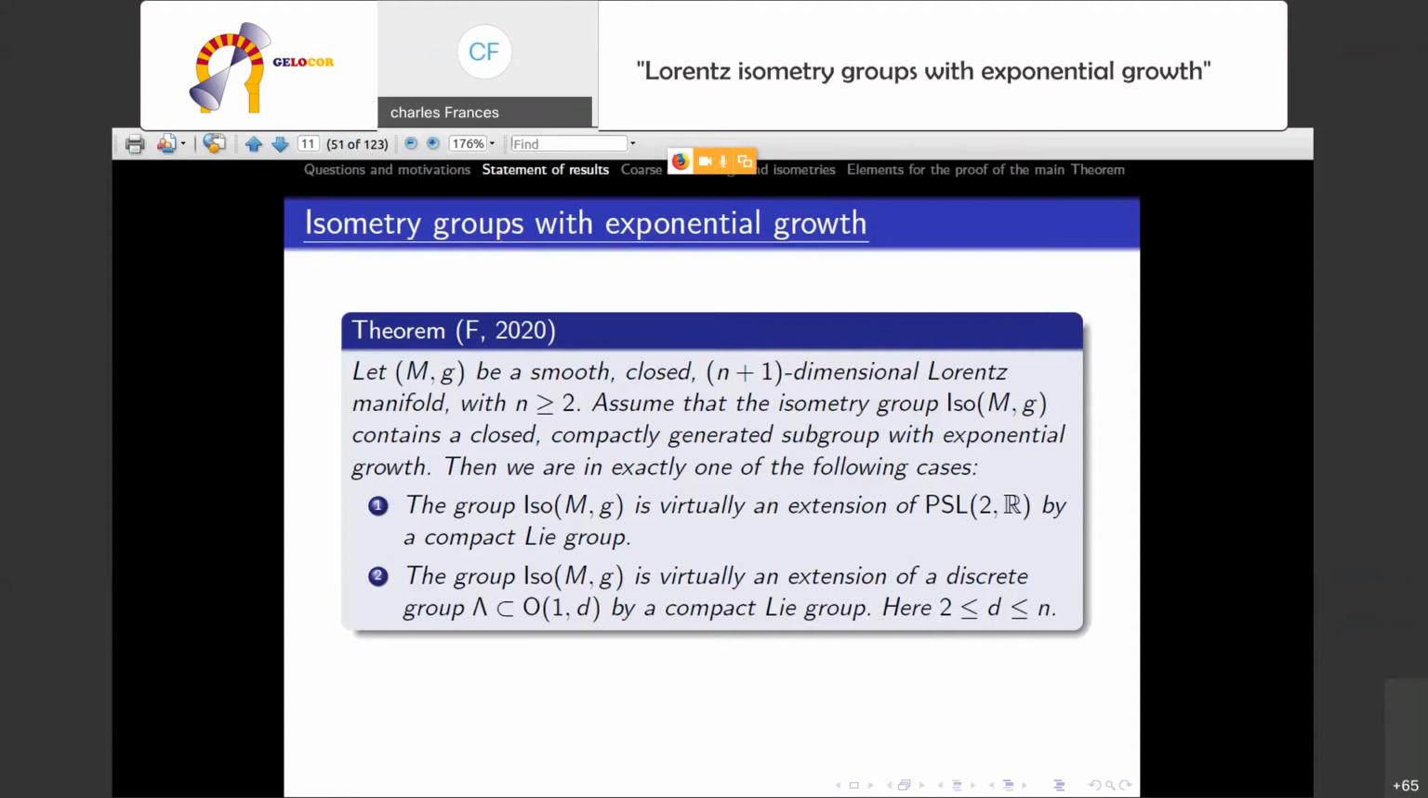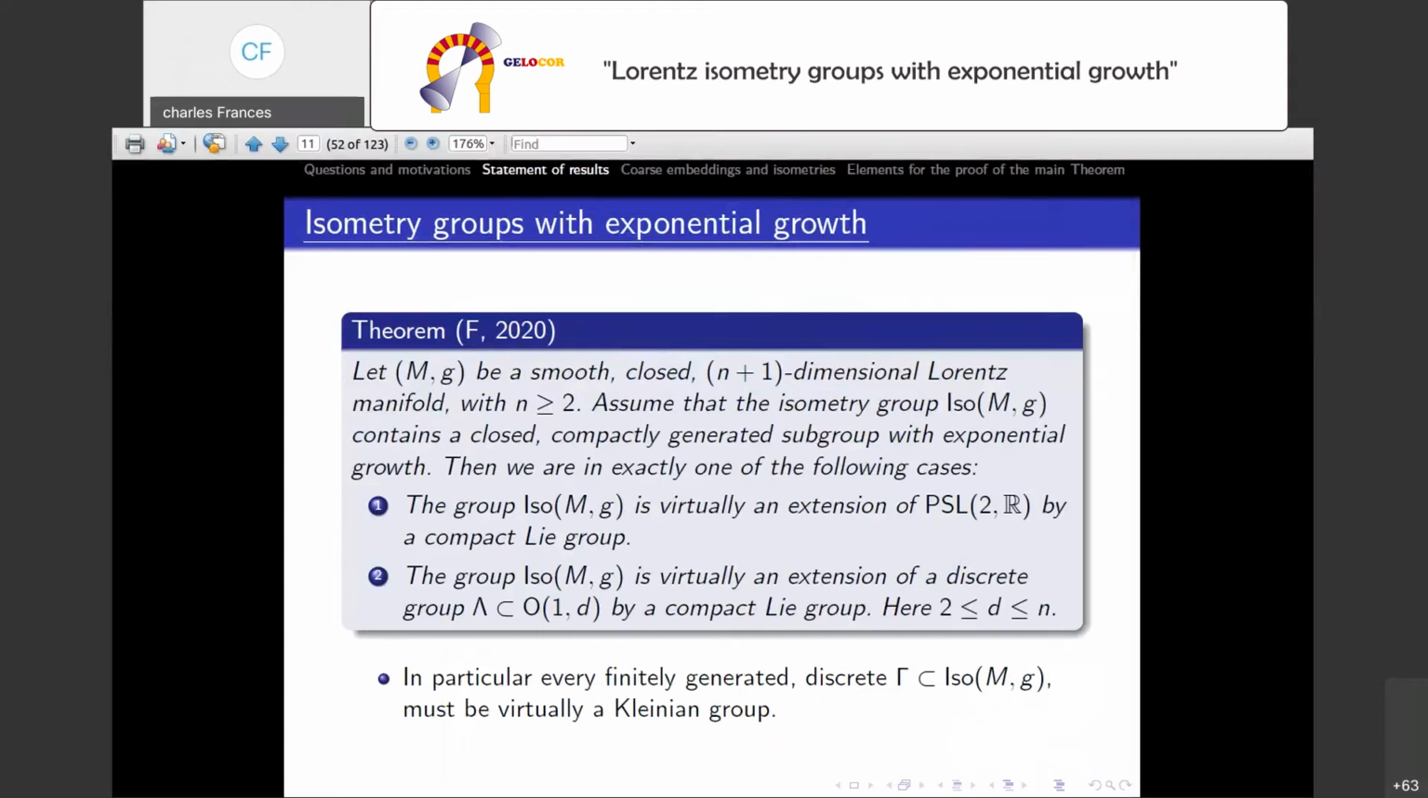Another example is about isometric actions of lattices. So start again with a closed n+1 dimensional Lorentz manifold, and assume that some discrete subgroup of the isometry group is isomorphic to a lattice in a non-compact simple Lie group G.